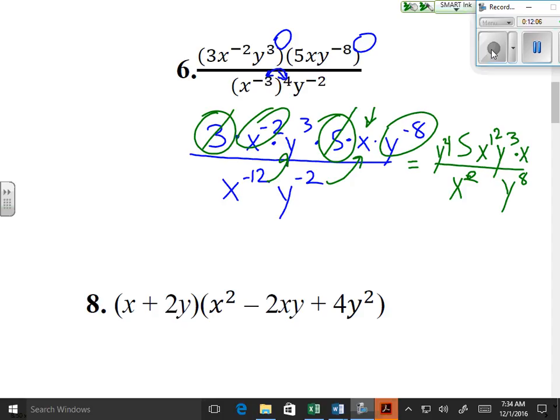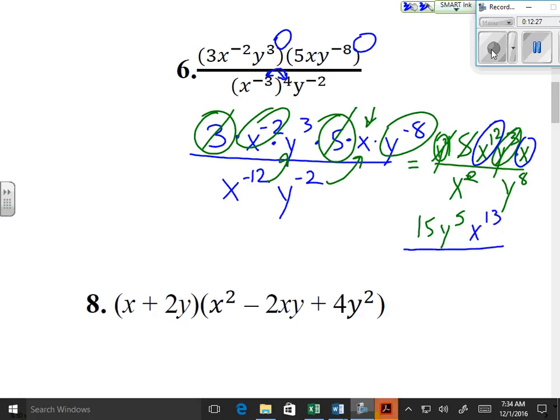But, so in the top we have a y squared and a y to the third now, so that becomes y to the 5th. So 15 y to the 5th. That takes care of that. That's taken care of. X to the 12th and x to the first makes x to the 13th.